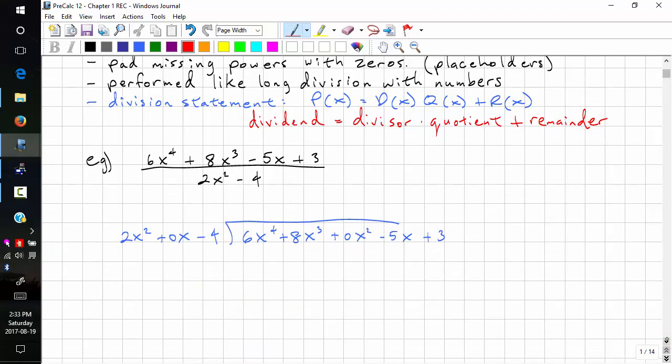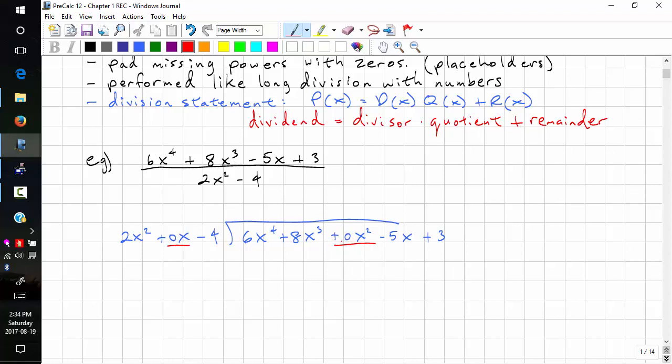So let's look at a sample problem. 6x to the fourth plus 8x cubed minus 5x plus 3, all divided by 2x squared minus 4. So first of all, we have our placeholders. We don't have an x term, so we just put 0x. We don't have an x squared term, so we put plus 0x squared.